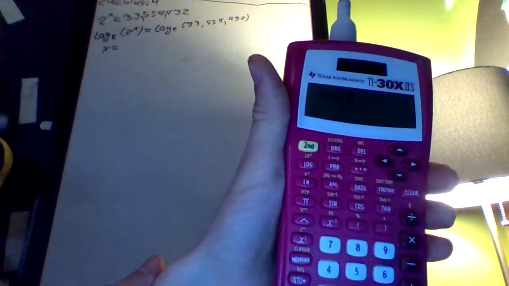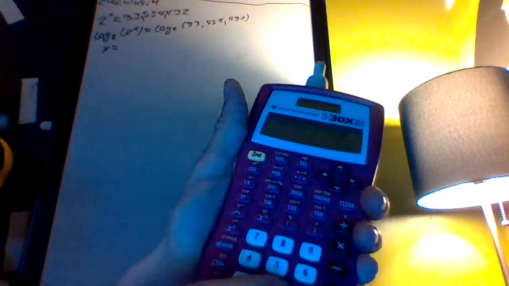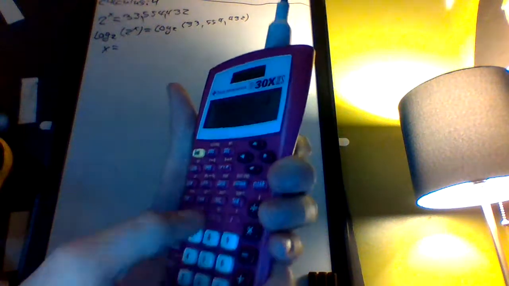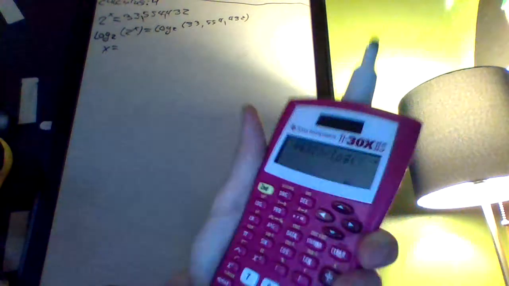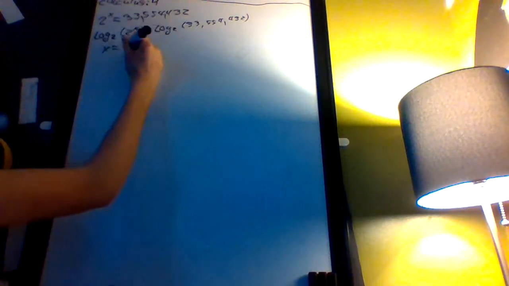What you do is you hit the log button, then you type in your number. And then you divide by the log of whatever your base is on the logarithm. This gets out the answer 25. So x is 25. If you actually plug this back into your calculator, 2 to the 25th, it is this right here. So that's why we use logarithms.